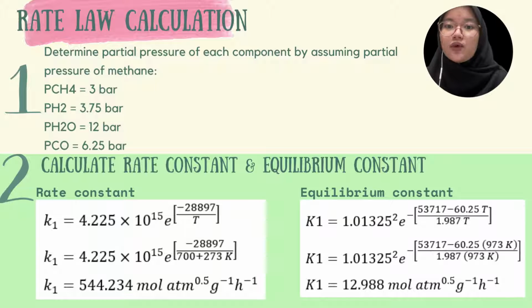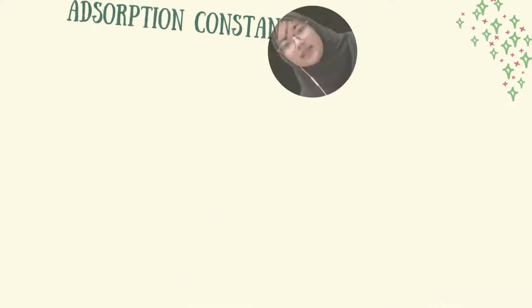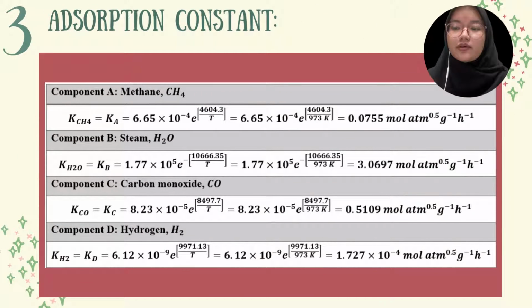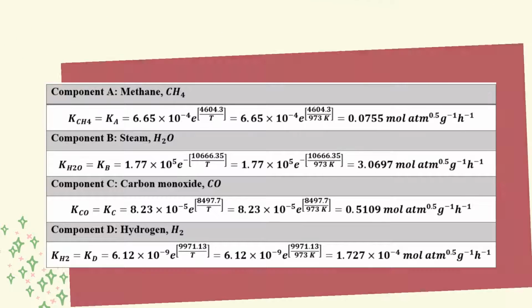Next, we calculate the rate constant and equilibrium constant based on the formula we obtained from the references. The calculation is shown here for rate constant and equilibrium constant. Next, the absorption constant for each component in the reaction is calculated based on the respective formula for each component as shown here. The equation shown here is obtained based on references.